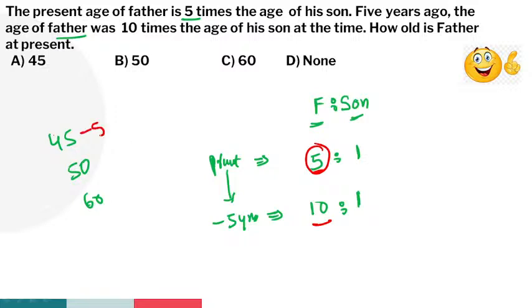It said 5 years ago. What does ago mean? Minus, right. 45 minus 5, 40. 40 is a multiple of 10. Yes, 10 fours are 40. So that's why the first option is the right answer, guys. 45 is the right one. Clear, all of you?